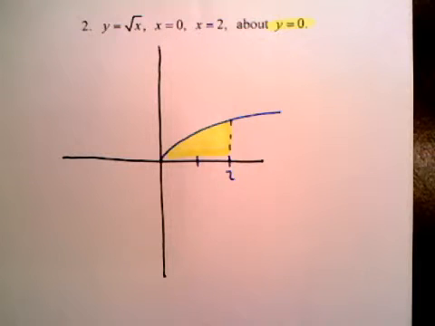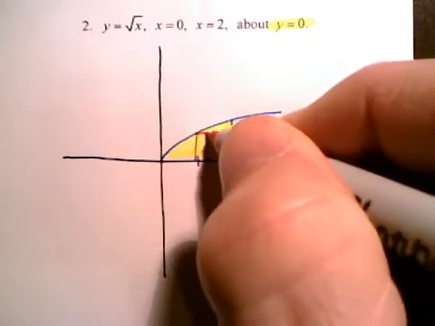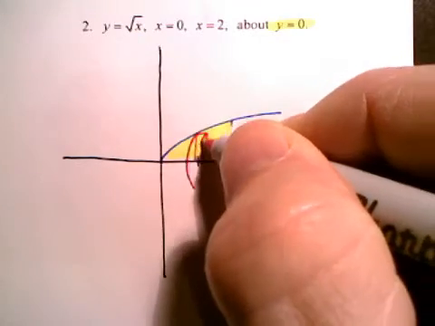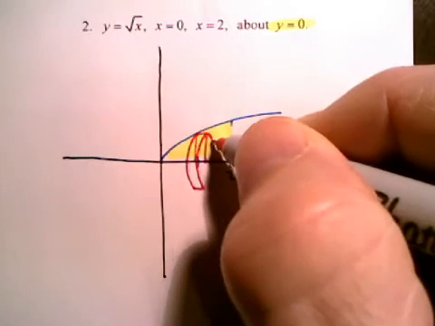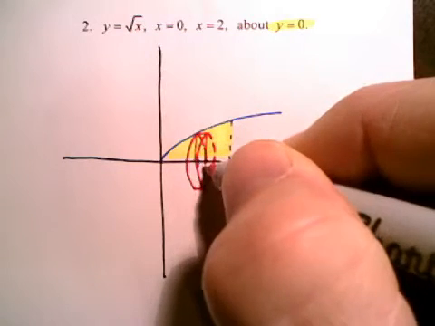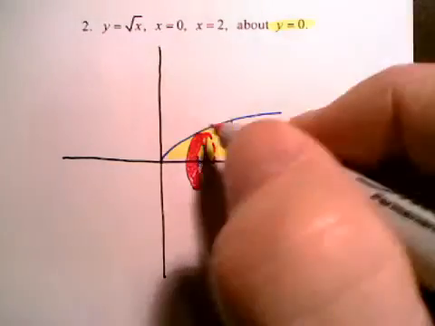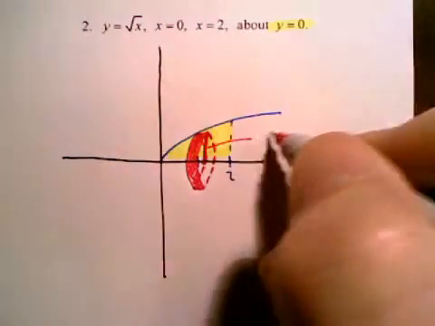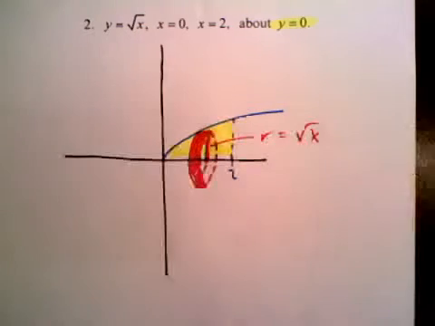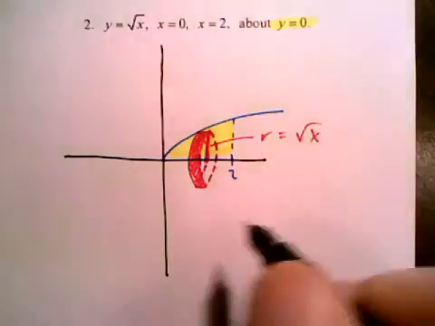Number 2, we're rotating this region about the line y equals 0. So we're going to make a rectangle and rotate it around. I think I do better when I'm just doing it on my own, like I normally do. Radius is radical x. I always write that down though, because I like to see r equals something before I go on.